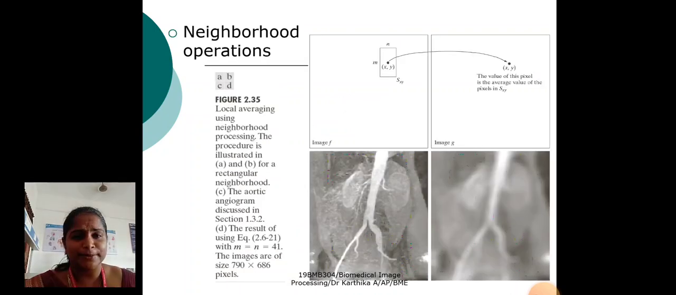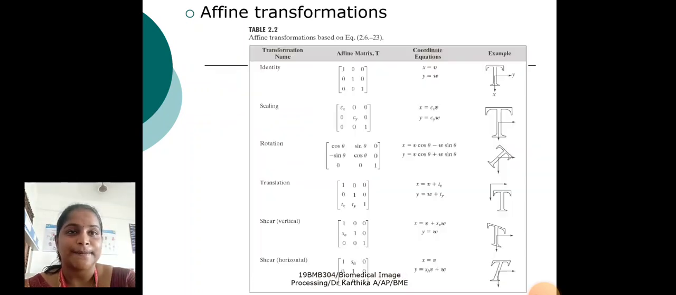And also we have neighborhood operations. Here local averaging using neighborhood processing is shown, and the procedure is illustrated in A and B for a rectangular neighborhood, and also the aortic angiogram is discussed in these results.